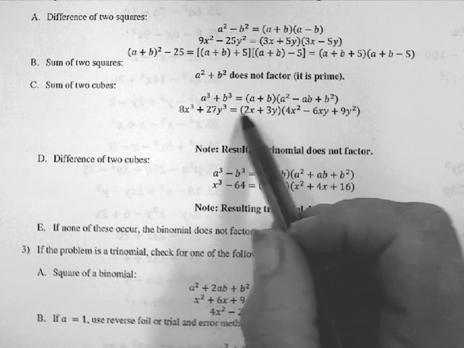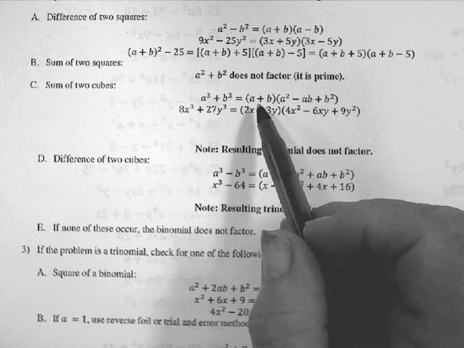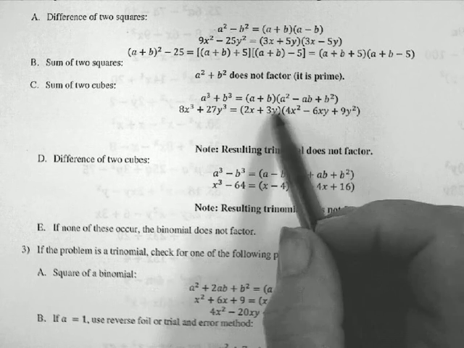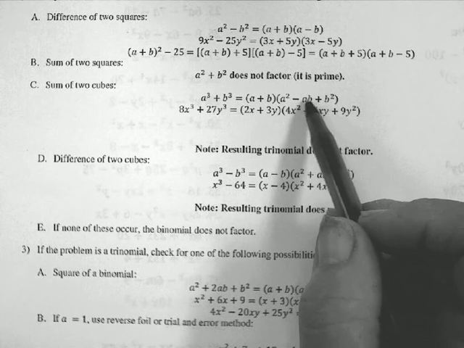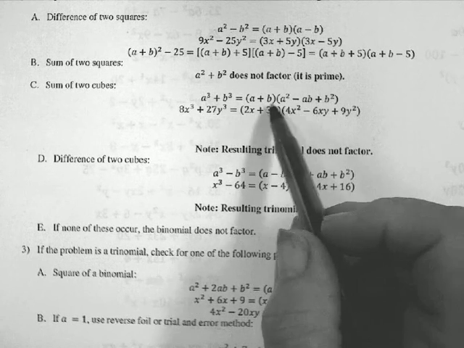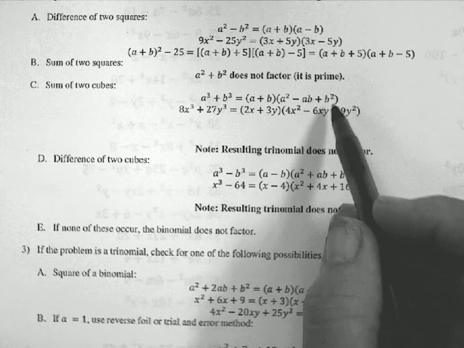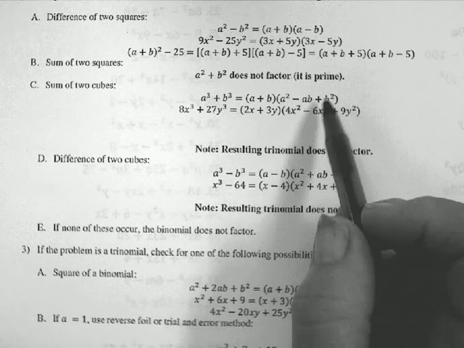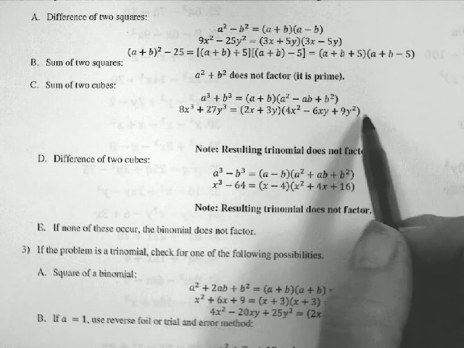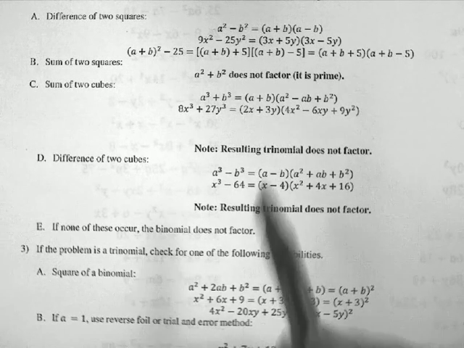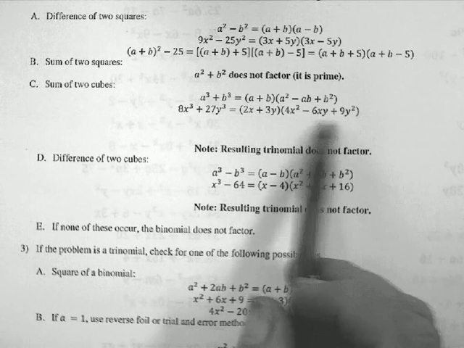Take this and square it. 2 squared is 4, x squared is x squared, minus a times b, 2 times 2x times 3y, negative 6xy, plus the second term squared, 3y squared is 9y squared. And this trinomial does not factor.